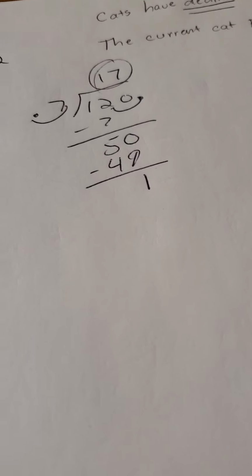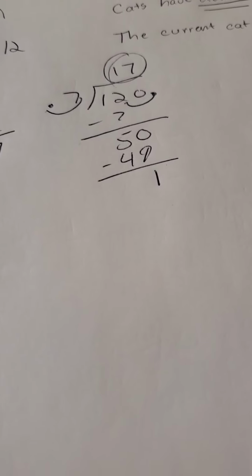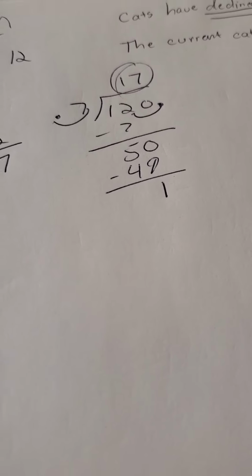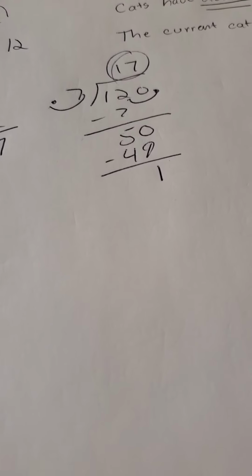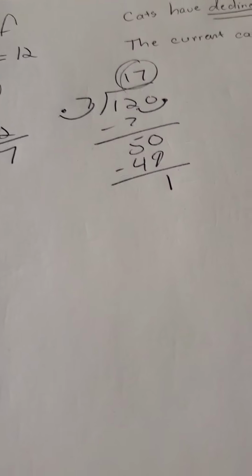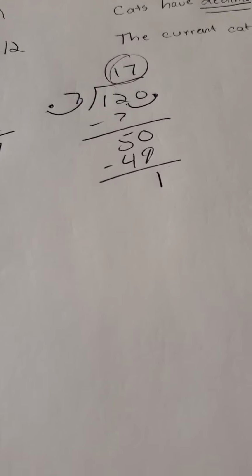I kind of did it quickly over here. And you get 17 with the remainder of 1. There's no point in continuing past the decimal in this problem because how can you have a fraction of a cat? So 17 is our answer. We will just leave it at that.